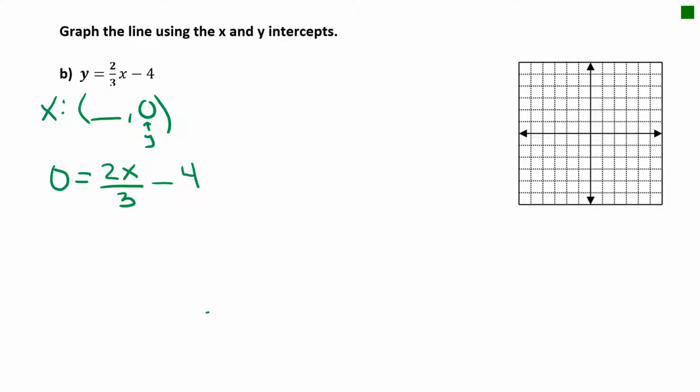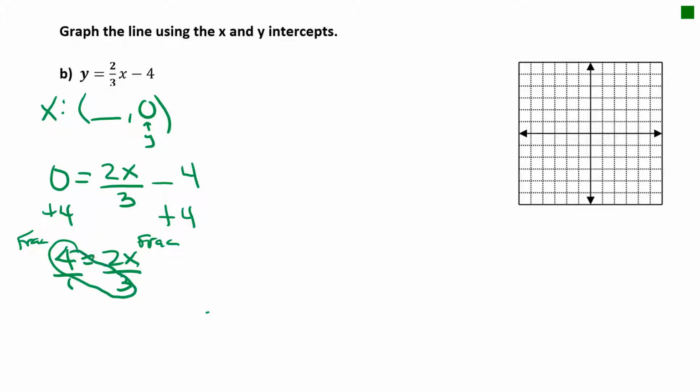Now, I'm not even thinking x and y-intercepts. I'm not thinking graphing. I'm thinking it's an equation. So to solve that, I'm going to add 4. So now I have 4 equals 2x over 3. Remember, if I have a fraction over here, I want a fraction over here, so I put it over 1. I'm going to cross multiply. 12 equals 2x. Divide by 2, divide by 2. 6 is equal to x. So that tells me my x-intercept is to the right 6. 1, 2, 3, 4, 5, 6. There it is, right there.